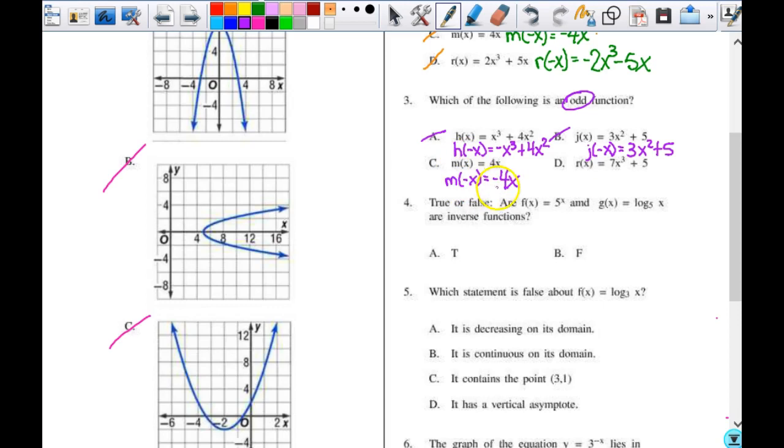So m of negative x equals negative m of x, so that is an odd function. Still going to check D, because remember, you should always check all of your answers just in case you looked at something wrong or whatever. Plus, there is one on this review that has two right answers.